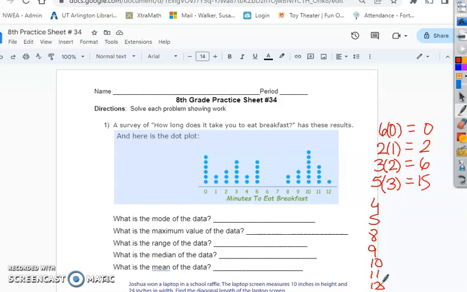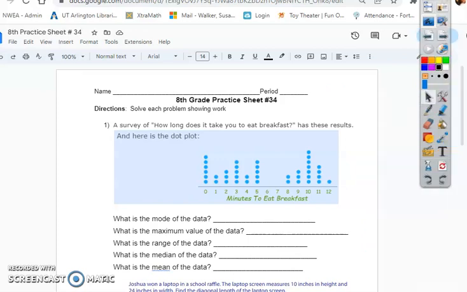Then what you do is you're going to add the column. Whatever you get, you divide that by 40. That's how you find your mean. You add all the numbers and divide by how many numbers you have, okay? So we've been doing this, but we've never done it on a dot plot, okay?